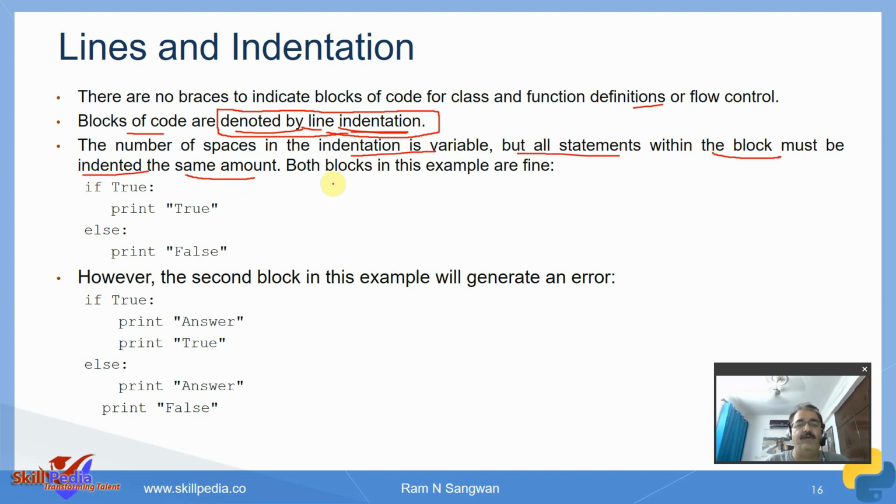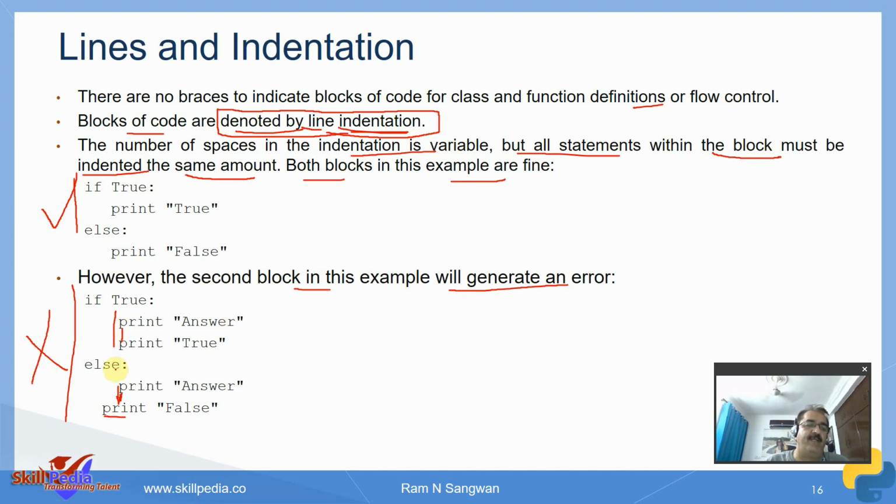amount. Both blocks in this example are fine. For example, this one and this one, but this is right and this is wrong. Why? The second block in this example will generate an error. Why? Because of the indentation. This print should have been here itself. It is at a different level.